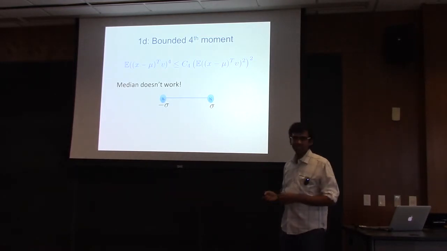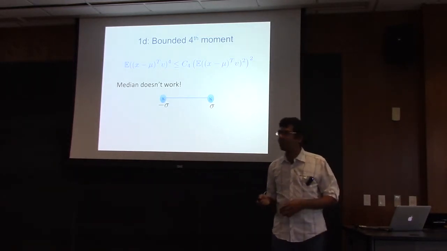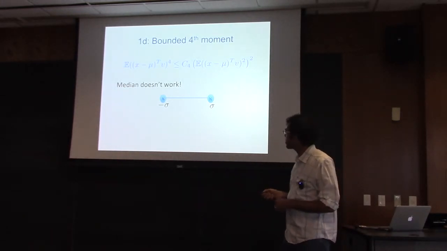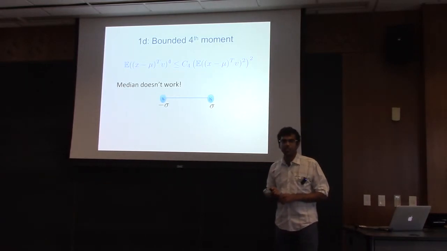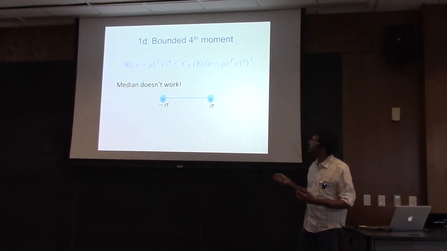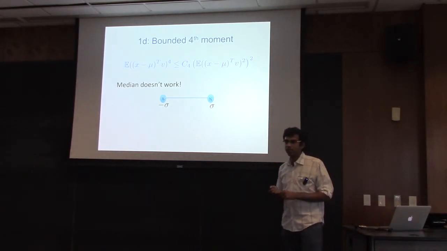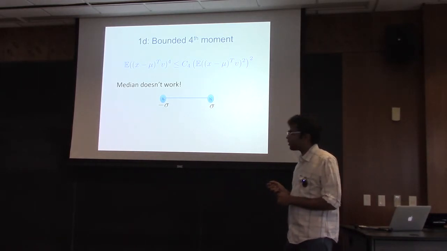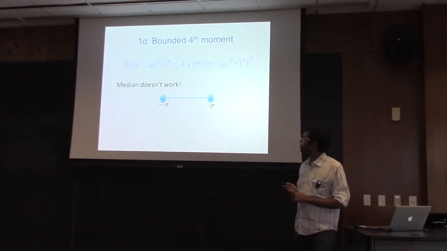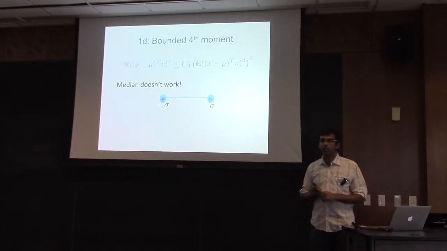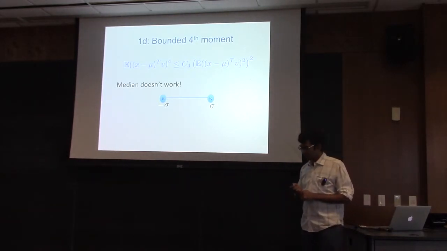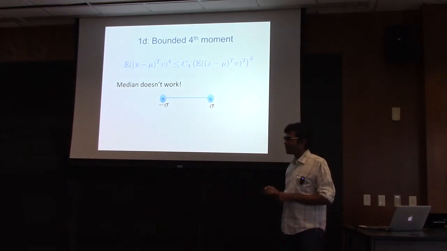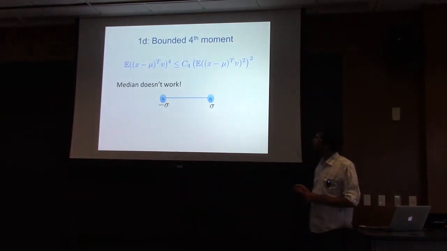Do you have a guess as to how we can fix this? Just the 1D case. All we know is it has bounded fourth moments. Does the Gaussian have bounded fourth moment? Yeah, it has bounded fourth moment, but it has much nicer properties too. Right, it avoids this problem.